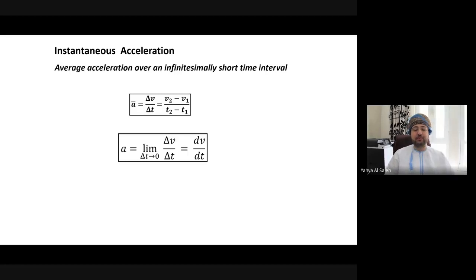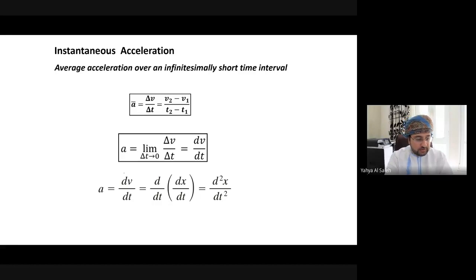What happens when we do the exact same thing and take delta t for acceleration to 0? We end up at the differential of delta v over delta t, which is dv over dt. Now here's the interesting bit. a is equal to dv over dt, but v is already dx over dt, which means acceleration is the second derivative of position.